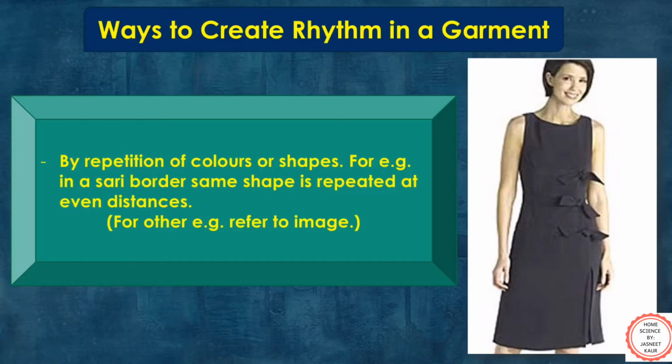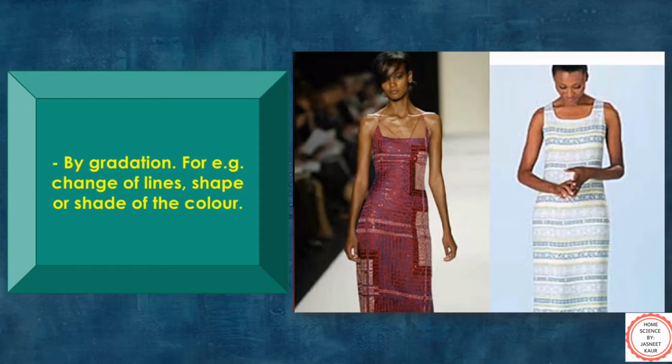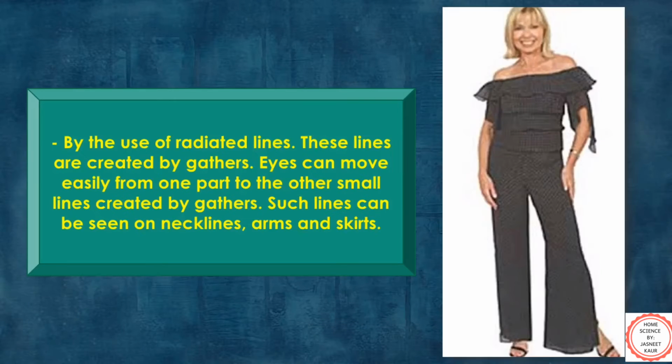The other way of creating rhythm is through gradation. Gradation means one after the other. So it means by the repetition of lines or shade of color. The other way is by the use of radiated lines. These lines can be created by gathers.